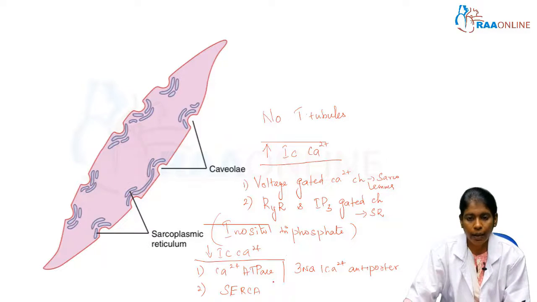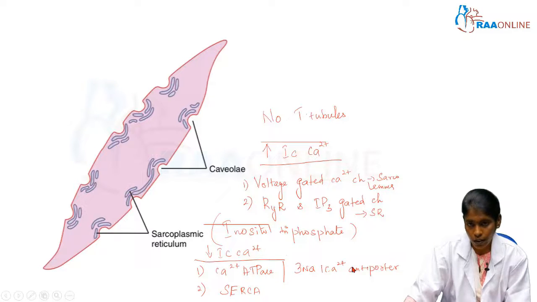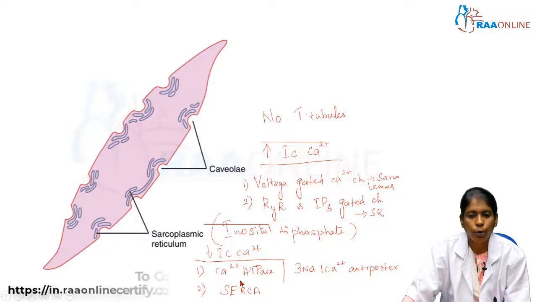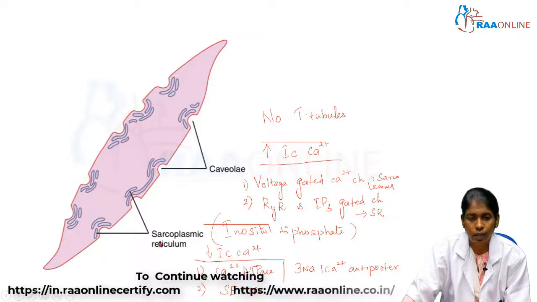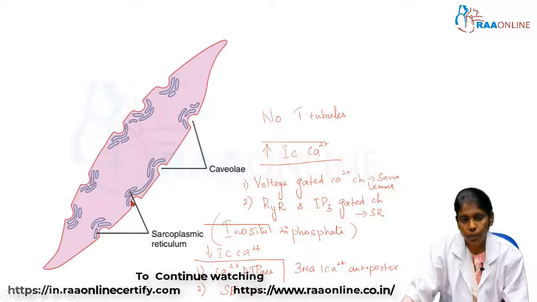So, this calcium ATPase pump and the 3 sodium 1 calcium antiporter will result in the movement of calcium from the sarcoplasm into the extracellular fluid, whereas the SERCA pump is present in the sarcoplasmic reticulum, and that will cause the movement of calcium from the sarcoplasm into the sarcoplasmic reticulum.